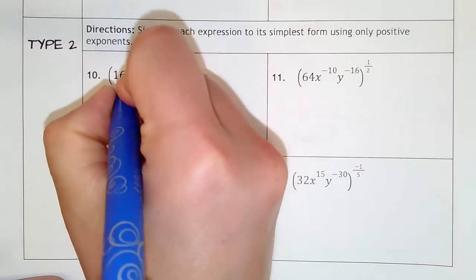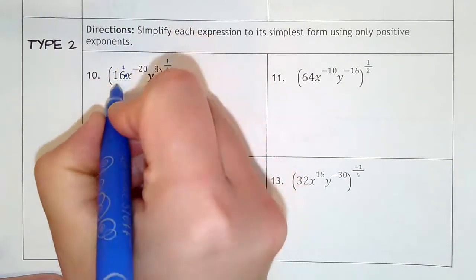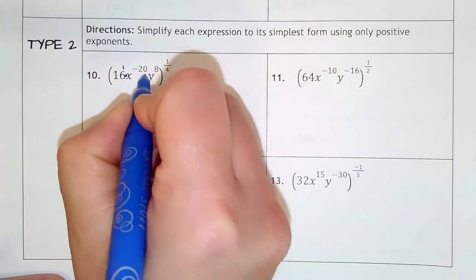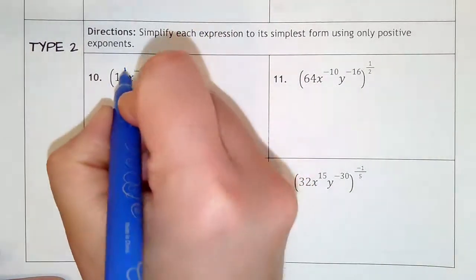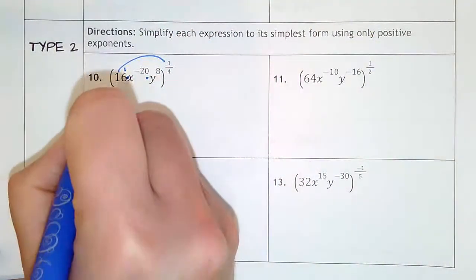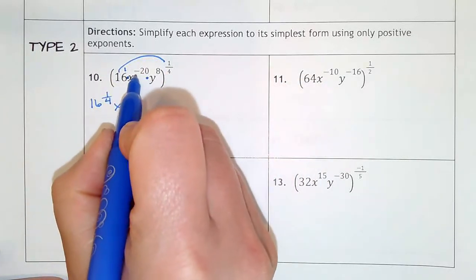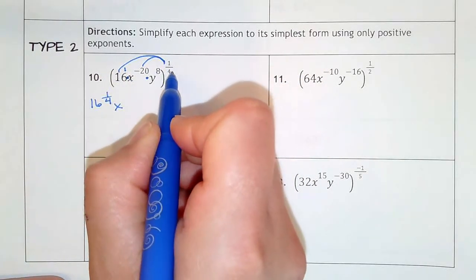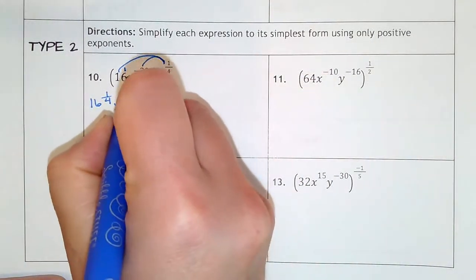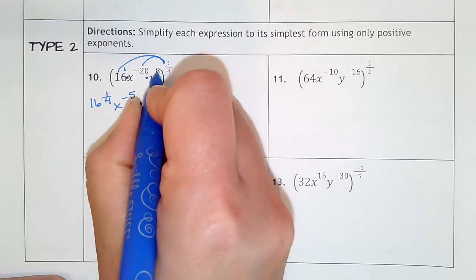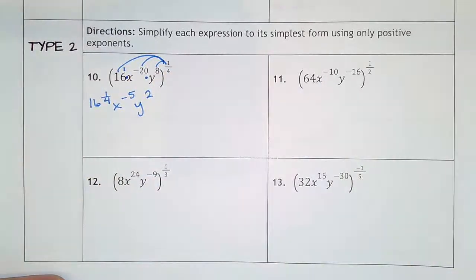So now remember, a number in front that does not have an exponent or a power is to the first power. So it's 16 times x to the negative 20th times y to the 8th, all raised to the 1/4 power. So you can do your power rule: this 16 is going to be to the 1/4 power. This x, we need to multiply negative 20 times a fourth. Negative 20 divided by 4 is negative 5. And then 8 times a fourth, or 8 divided by 4, is 2.